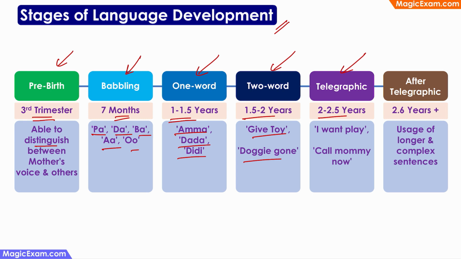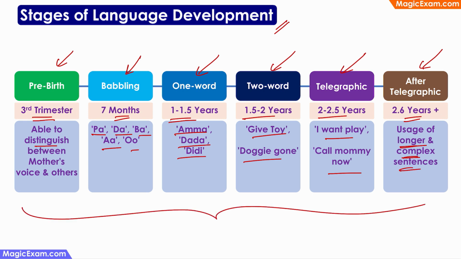Here, they are using sentences which might not be grammatically correct, but they convey some meaning. For example, I want play, call mommy now. Right? And 2.6 years and higher, this is called the after telegraphic phase. Here, children are using longer and much more complex sentences. So these are the stages of language development in children.